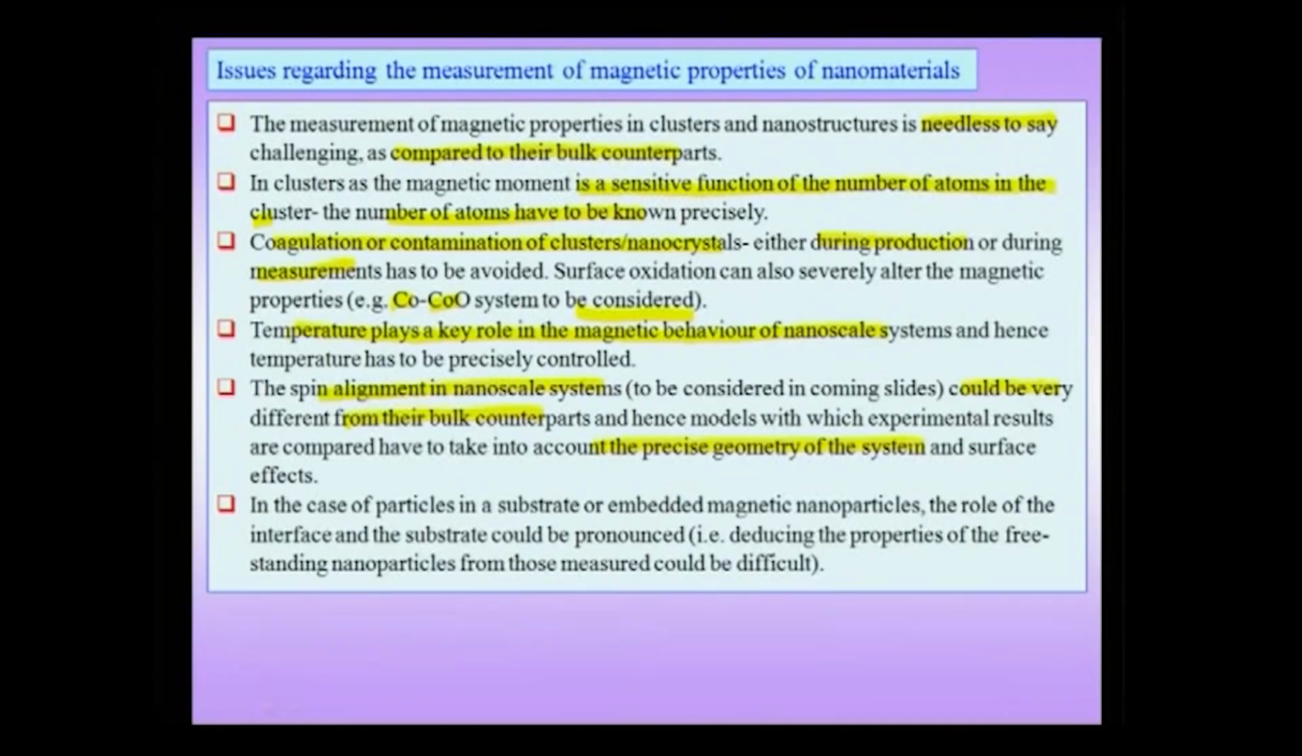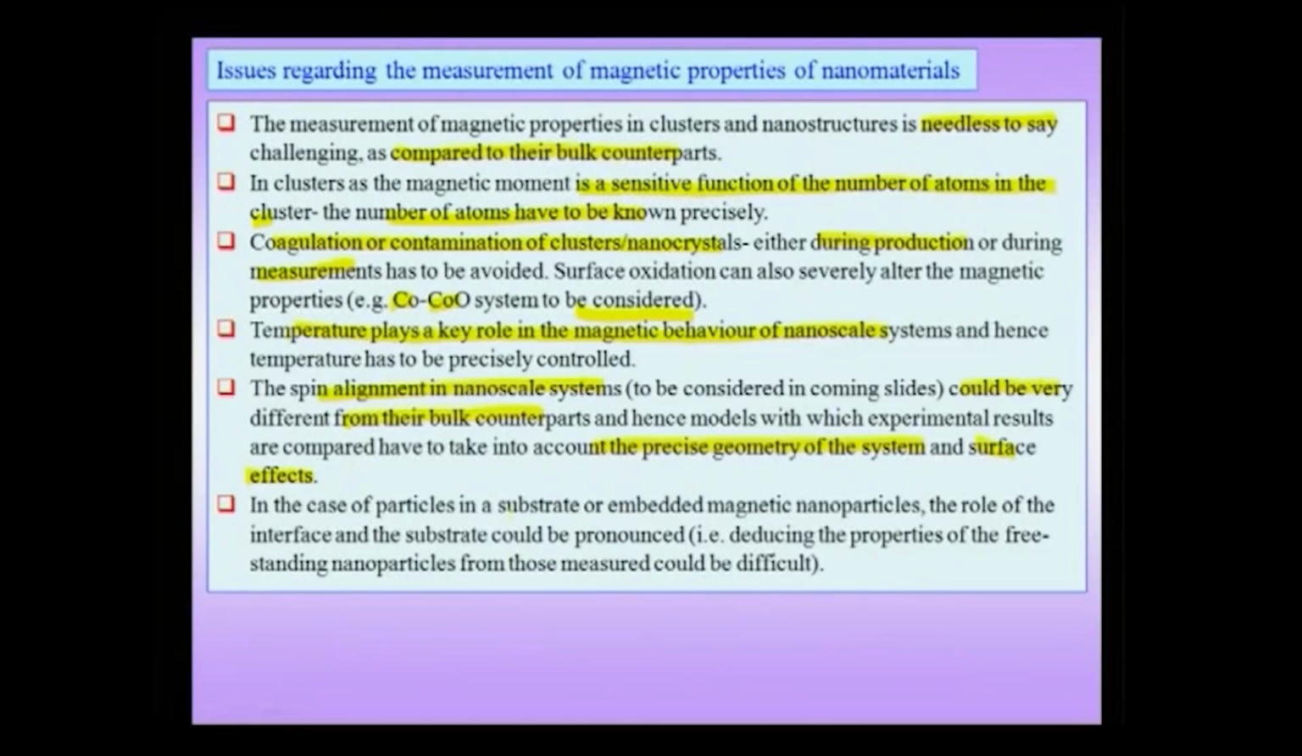That means we should know the geometry of the nanostructure, we should know the alignment of spins therein, and we should also take into account the surface effects. Else the model will not be able to satisfactorily either understand the experiment or predict properties based on the experiment.